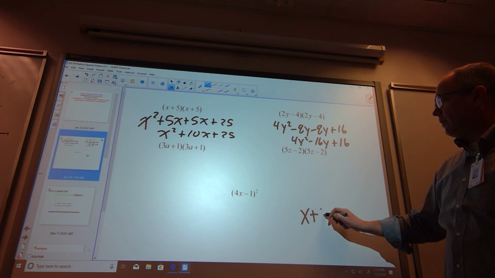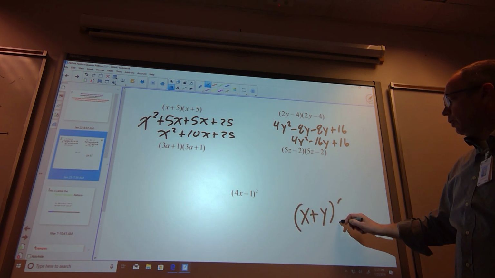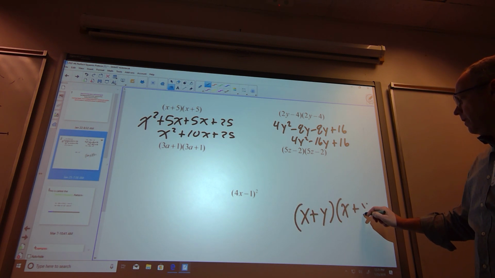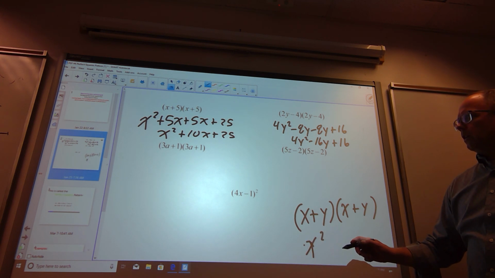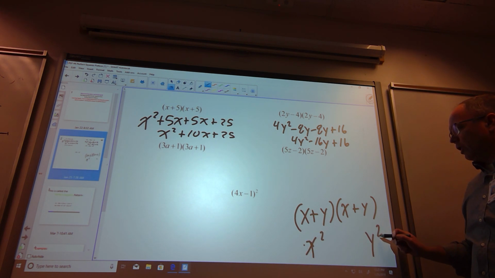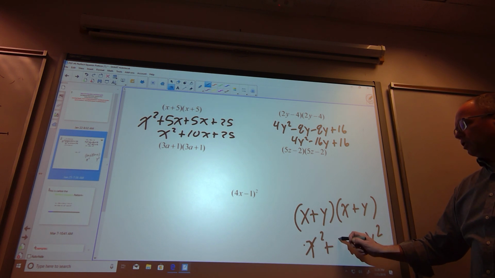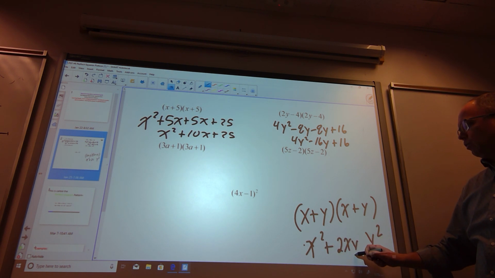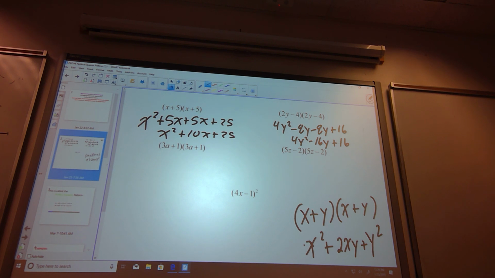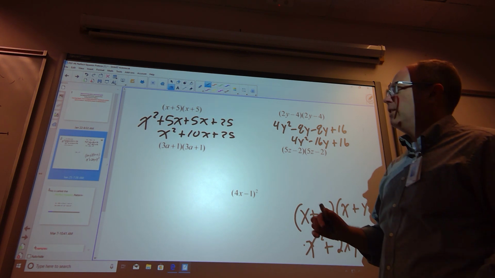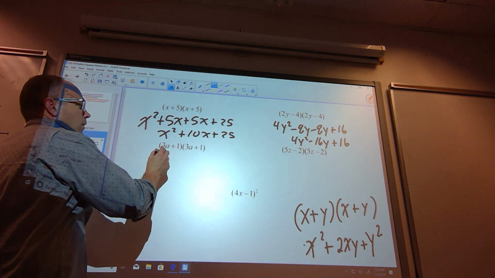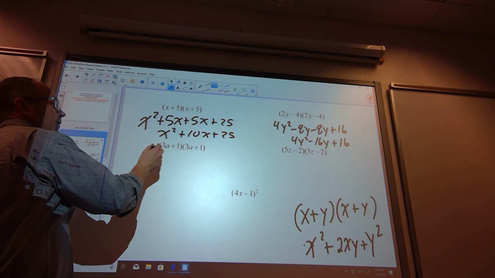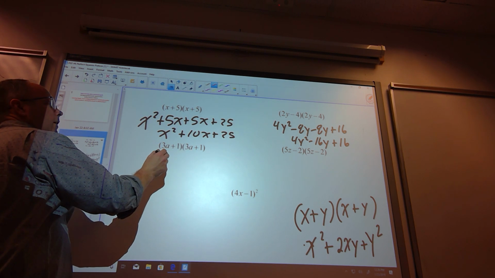If I have x and I have y, and I'm multiplying them together, I think the pattern is going to be this. X squared for sure, y squared for sure, and I think in the middle it's going to be plus 2 times whatever x times y would be. Okay, I think that's going to be the pattern. So let's verify it. So what would my x squared be here if I did that? Careful.